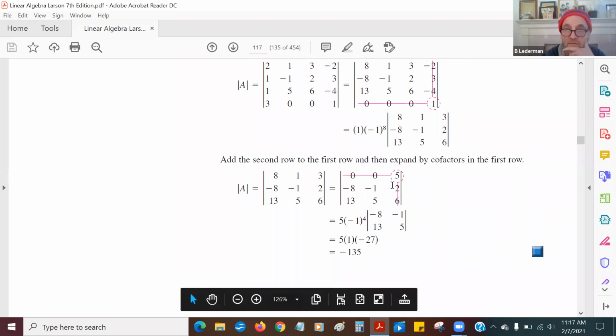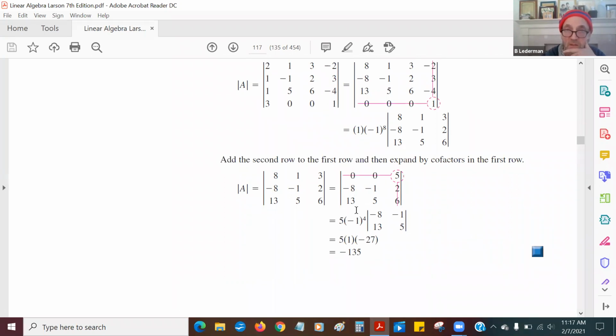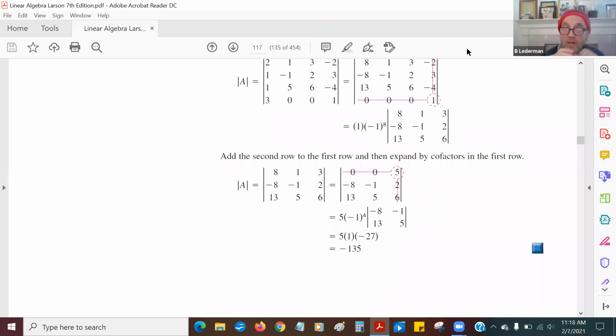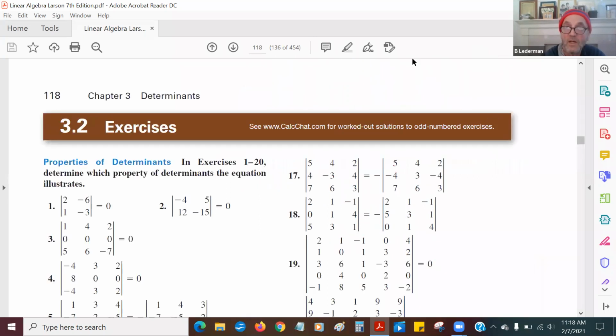So I'm just going to do 5 times this determinant. So it's 5 times 1 times the determinant of the stuff that's not in the same row and column as that 5, like we learned last time. -8 times 5 is -40 minus -13, which is +13, so it becomes -27 times 5, which is -135, and that is how the professionals do that. This thus concludes section 3.2. Yay!